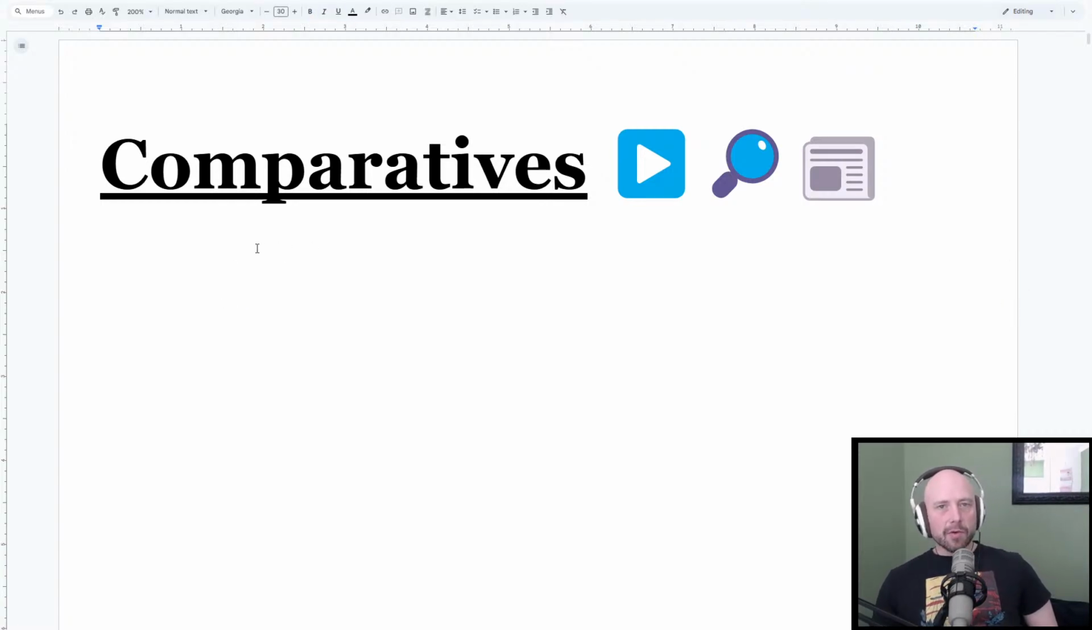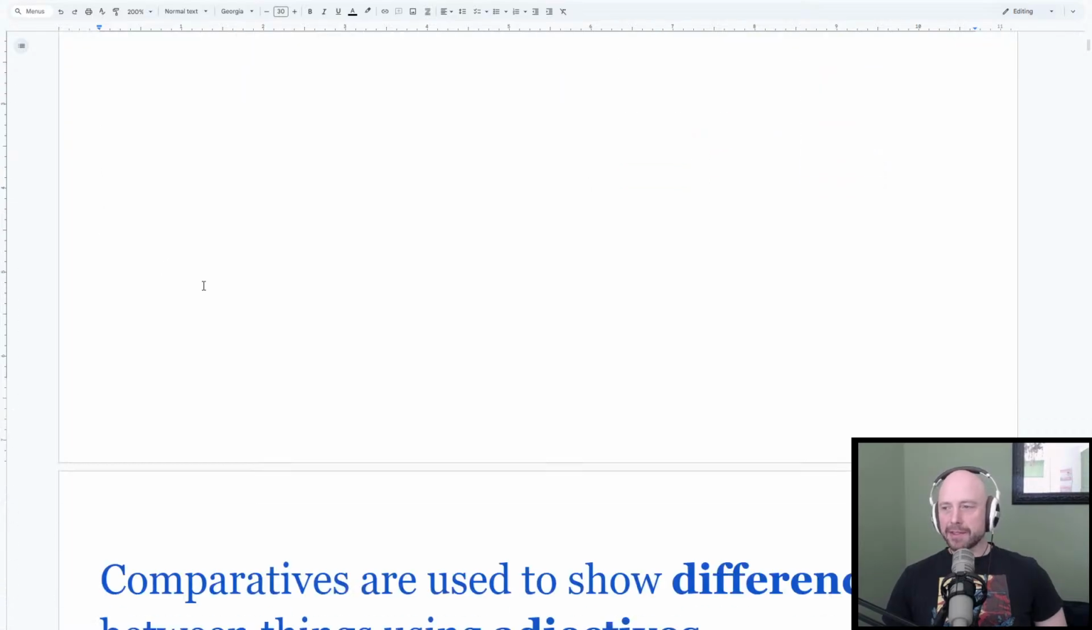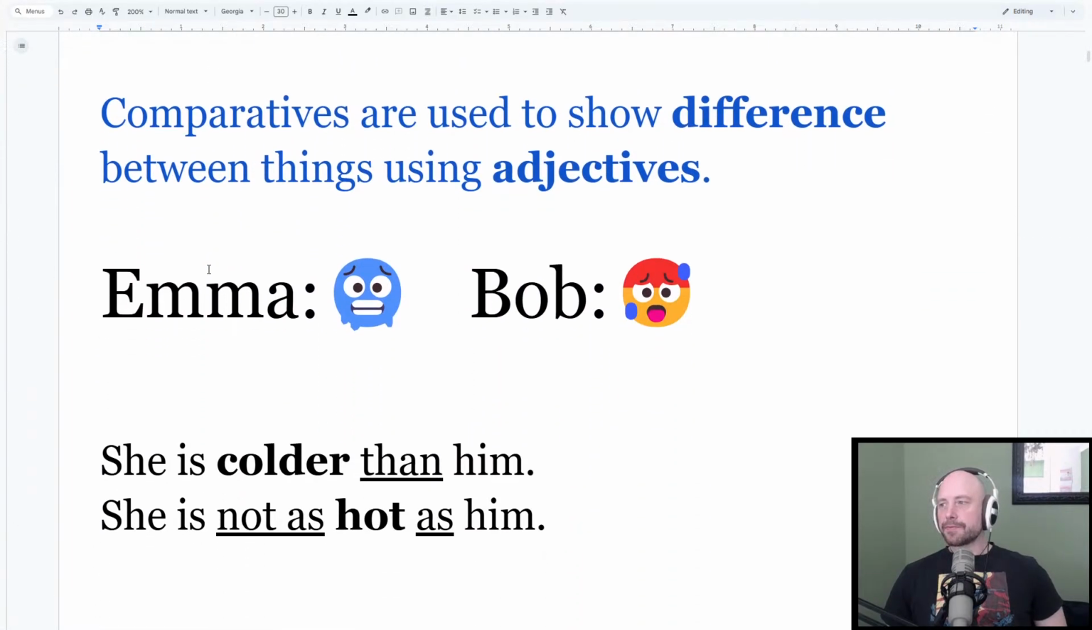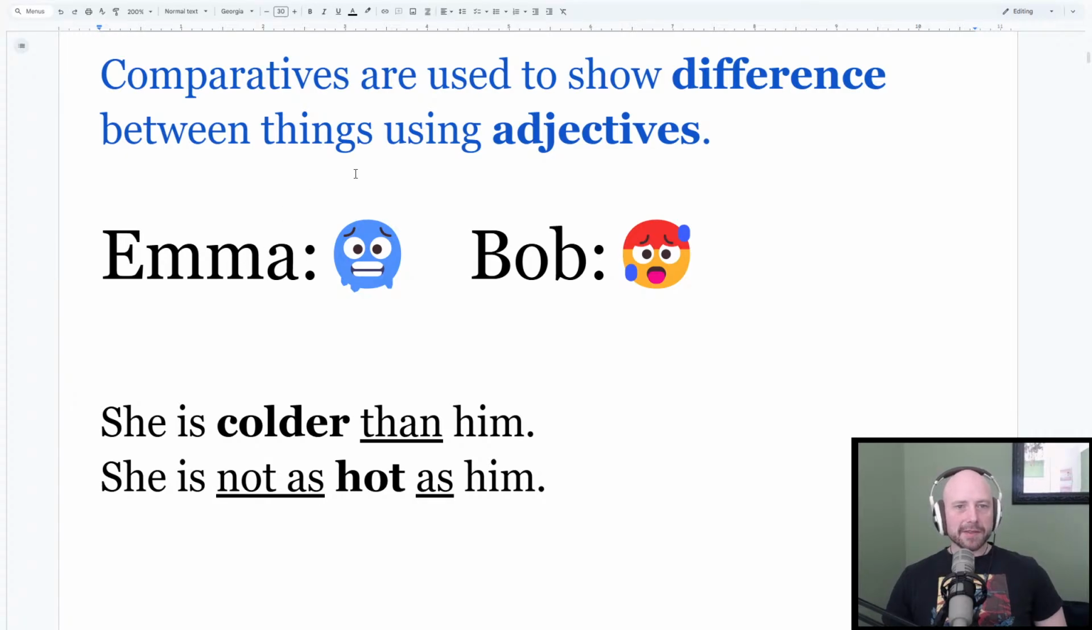Okay, so what actually is a comparative? When we say a comparative, what we're talking about in English is a set of adjectives called comparative adjectives. So comparatives are ways of showing a difference between things using adjectives.